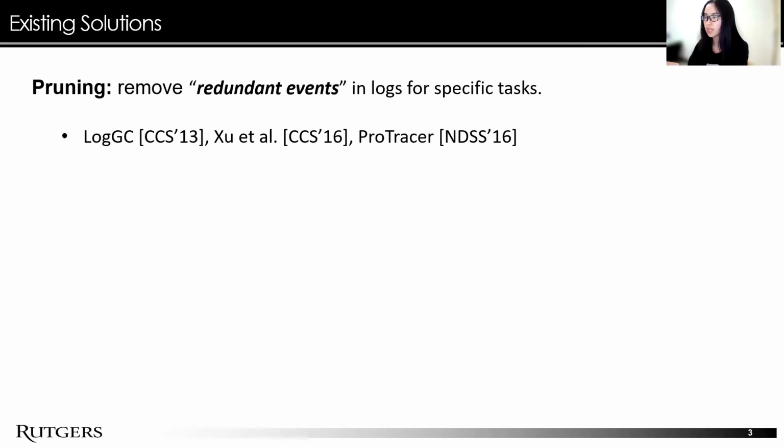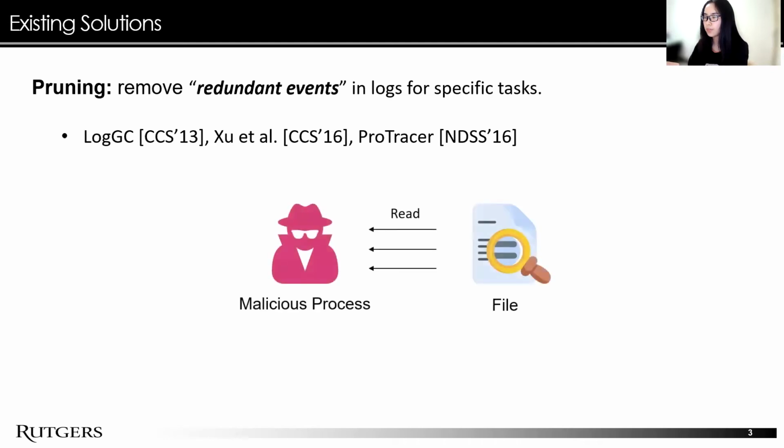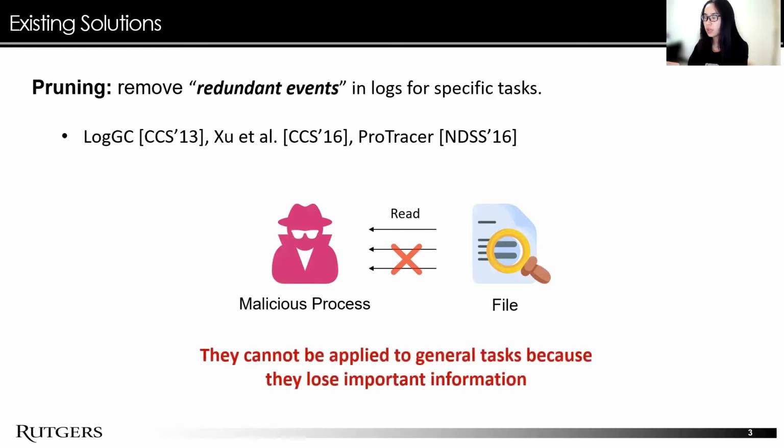To reduce the storage cost, some pruning methods remove redundant events in logs without affecting the final results for specific tasks. For example, when a process reads a file many times, we can remove repeated activities for dependency analysis tasks. However, they are usually not practical for general tasks because they lose important information, such as repeated events for frequency-based intrusion detection methods.